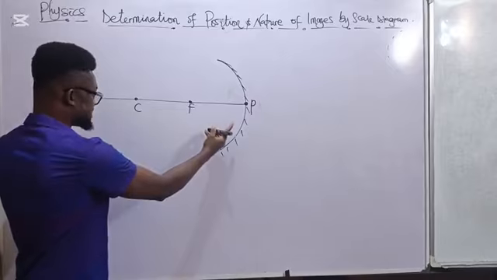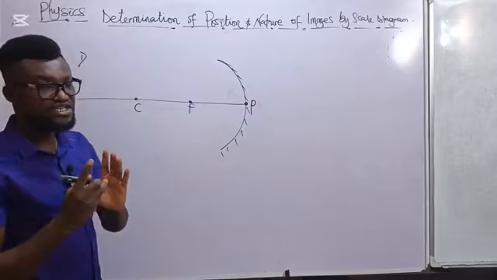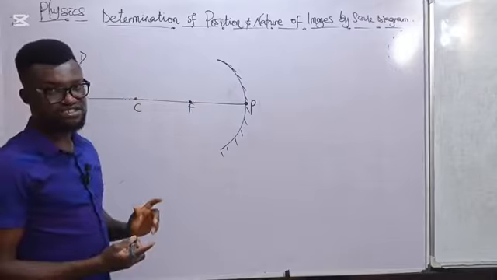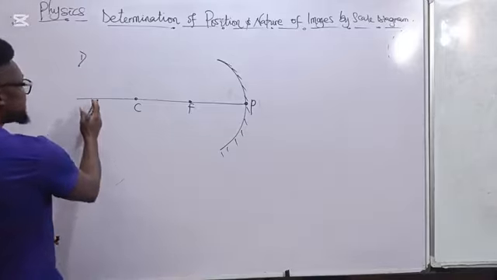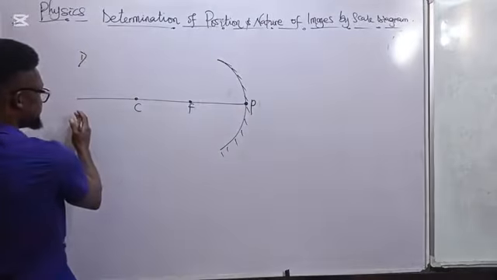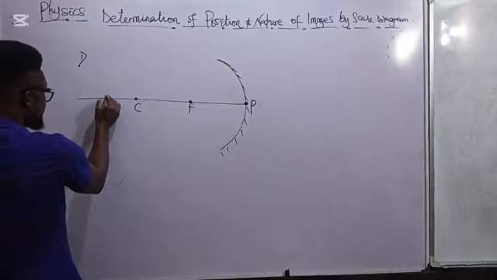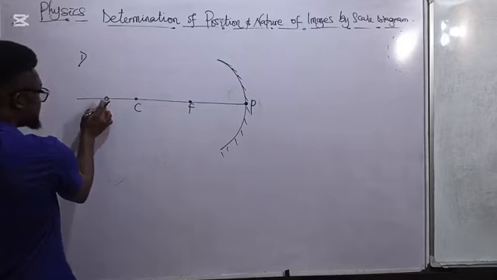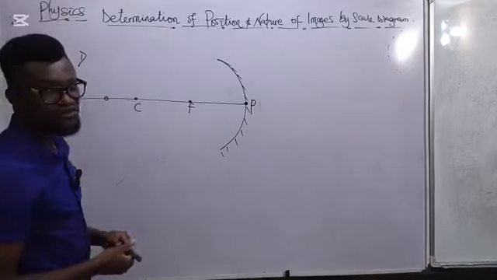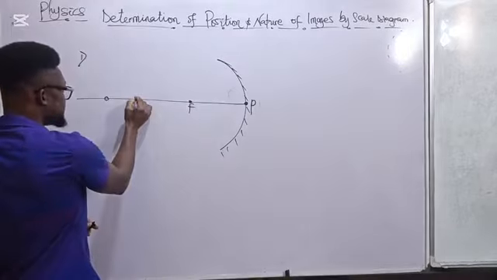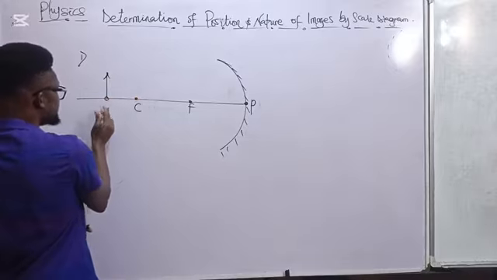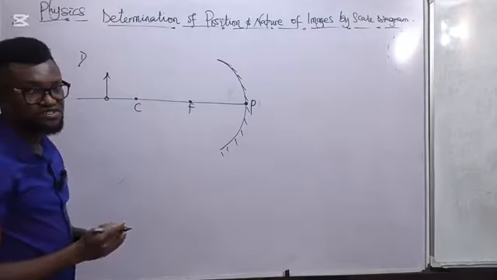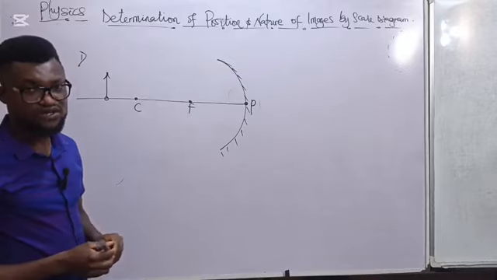Now, once you have this, the position of the image is determined by the position of the object. So in that case, the object could be seen in any of these positions. The object could be seen here, beyond the center of curvature. Let's say if the object is seen here, beyond the center of curvature, you may be asked to find what? The nature and also the position of the image.